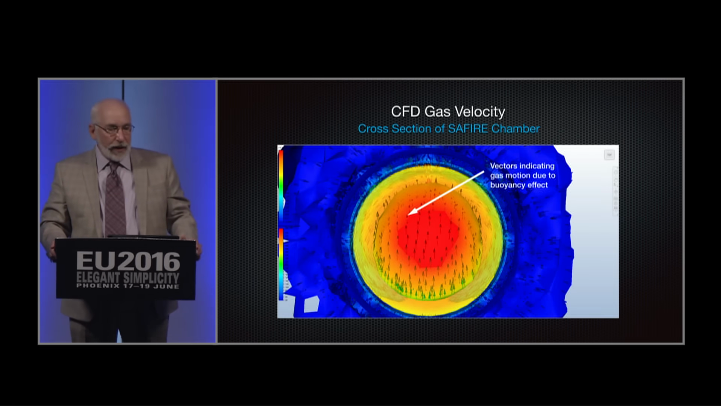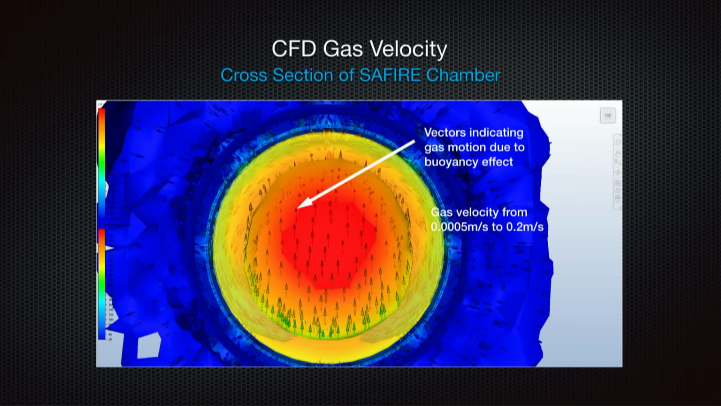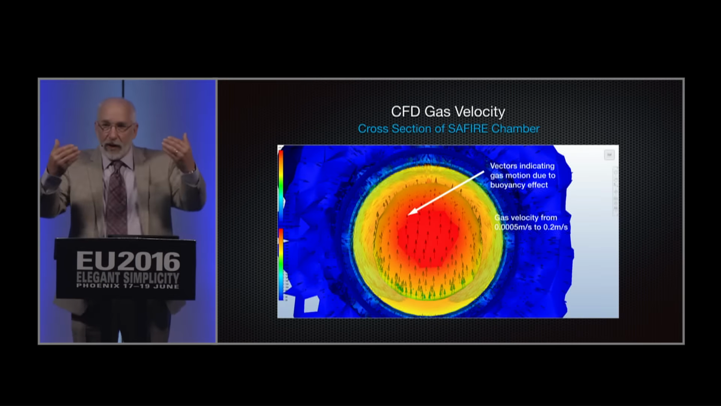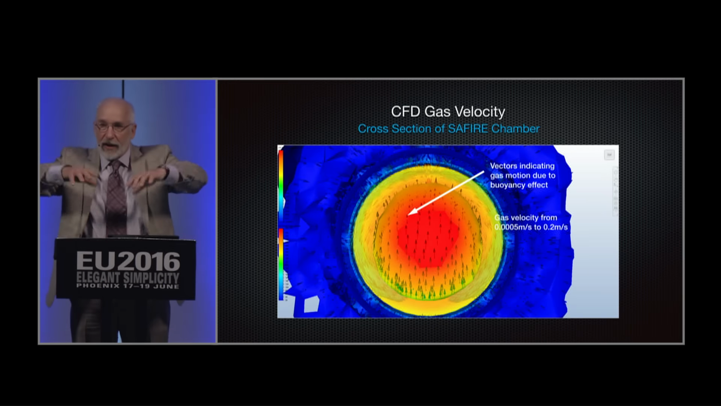So then we looked at the outside, and that looked good. So let's take a look at the inside, because that's where the real nasty environment is. And what we can model now very accurately is what these conditions are. Those arrows are showing you the effects of buoyancy. As hot air heats, it rises, and it's giving you a velocity. How fast is the gas rising?